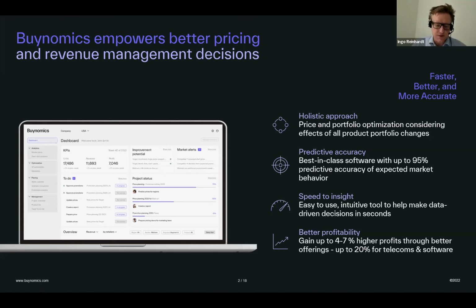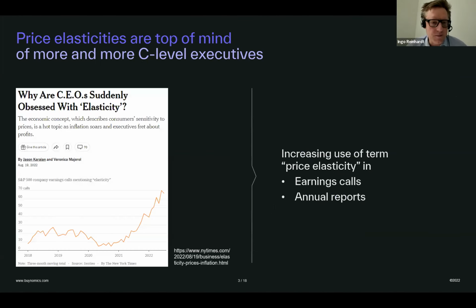And as Paul mentioned, I think it's become a hot topic. Just one indication, this paper, it's from last year, but I think it's still recent. The message is that even at the very top level of organizations, we see an increasing interest in price elasticities. Here's just one indication. So it's essentially the count of how often CEOs talk about price elasticity in their earnings calls.